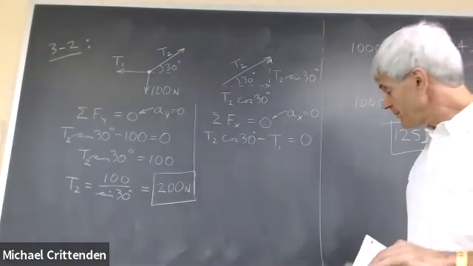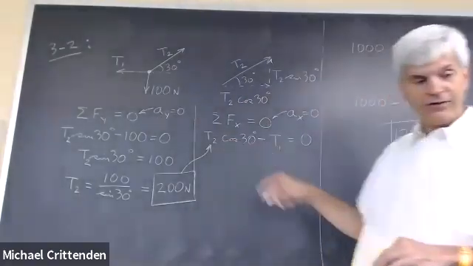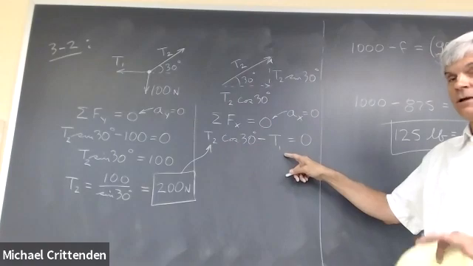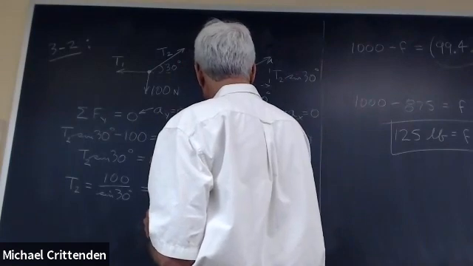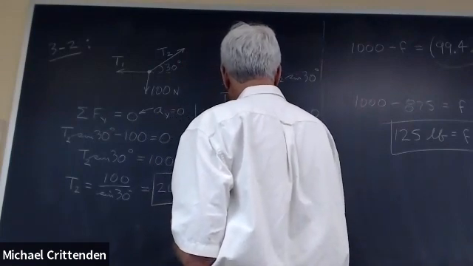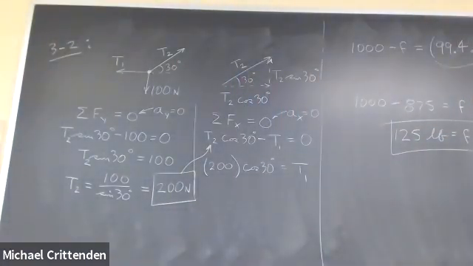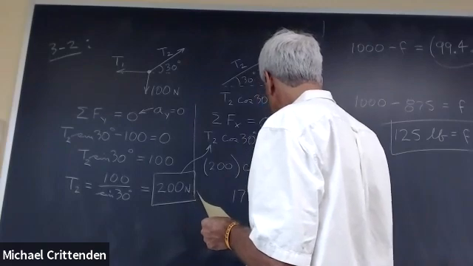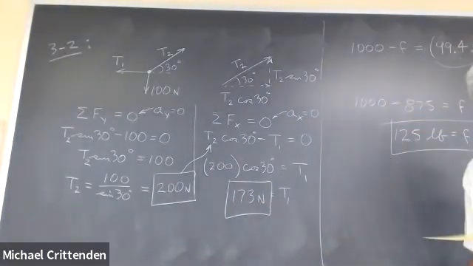Now that I've got a number for T2, I can stick it in there. And now this equation only has one unknown. And now I'll be able to solve it. Add the T1 to both sides. That one's 173.